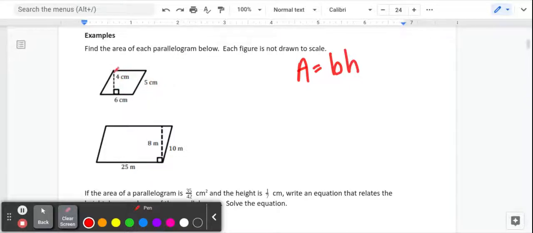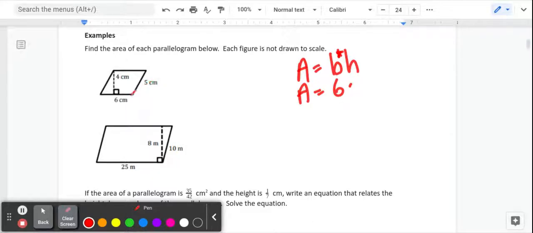So if I'm looking at this parallelogram here, I could say my base, which could be considered my length here, is 6. So I'm going to plug that in. Area equals 6, and this is a multiplication. So 6 times, and then I have to decide which one is the height. Is it 4 or is it 5?